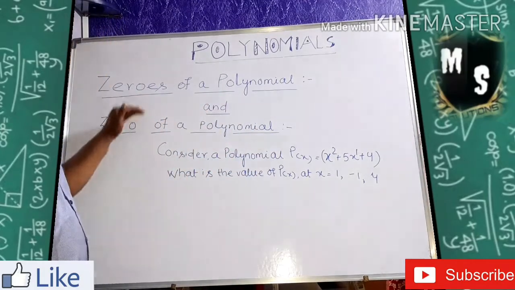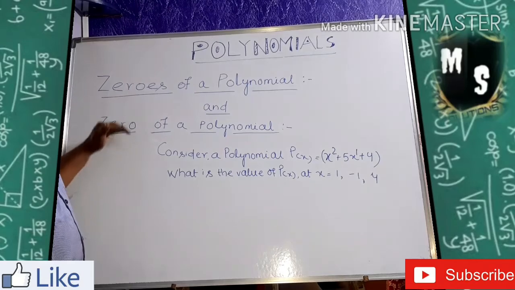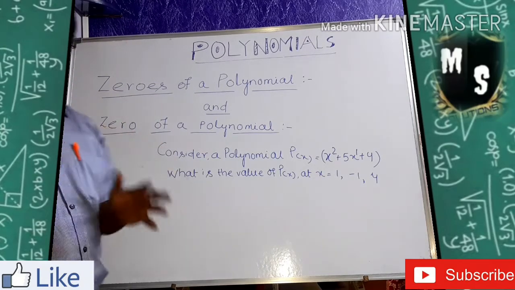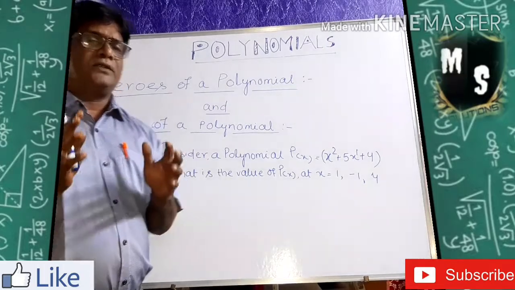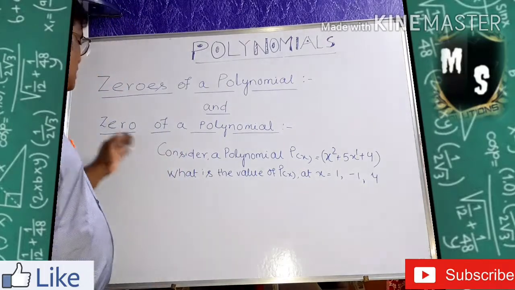Both of these two are sounding the same, but they are different. Zeros and zero, they are different. Let's go for the explanation.